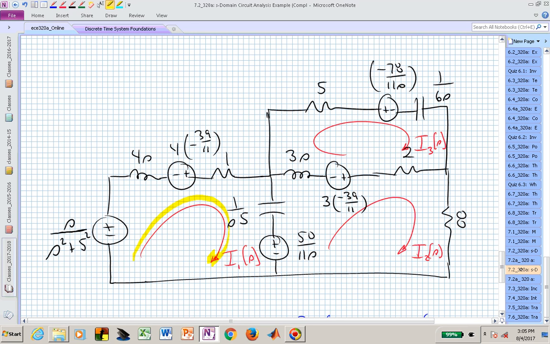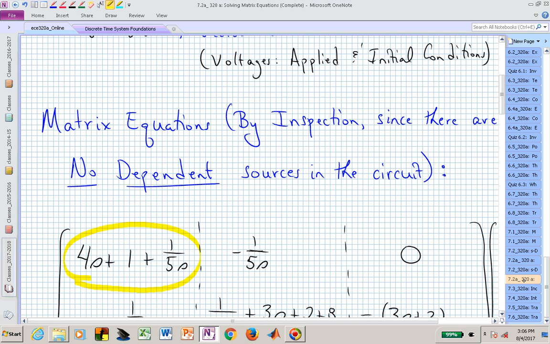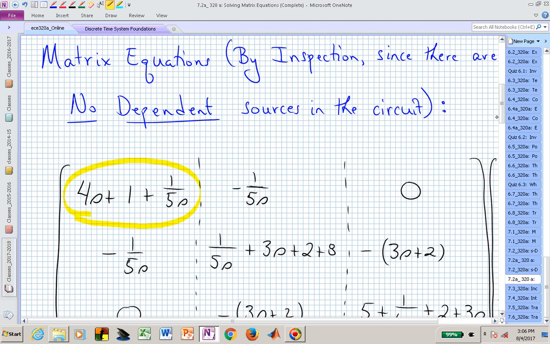Let's look at the 2, 2 entry in our impedance matrix. That's going to be made up of the impedances that are touched by I sub 2. So as we go around the second mesh, we now are going to touch 1 over 5S. We're going to touch 3S. We're going to touch 2, and we're going to touch 8. Those all now need to get summed, and in our 2, 2 entry, we should have 1 over 5S plus 3S plus 2 plus 8.